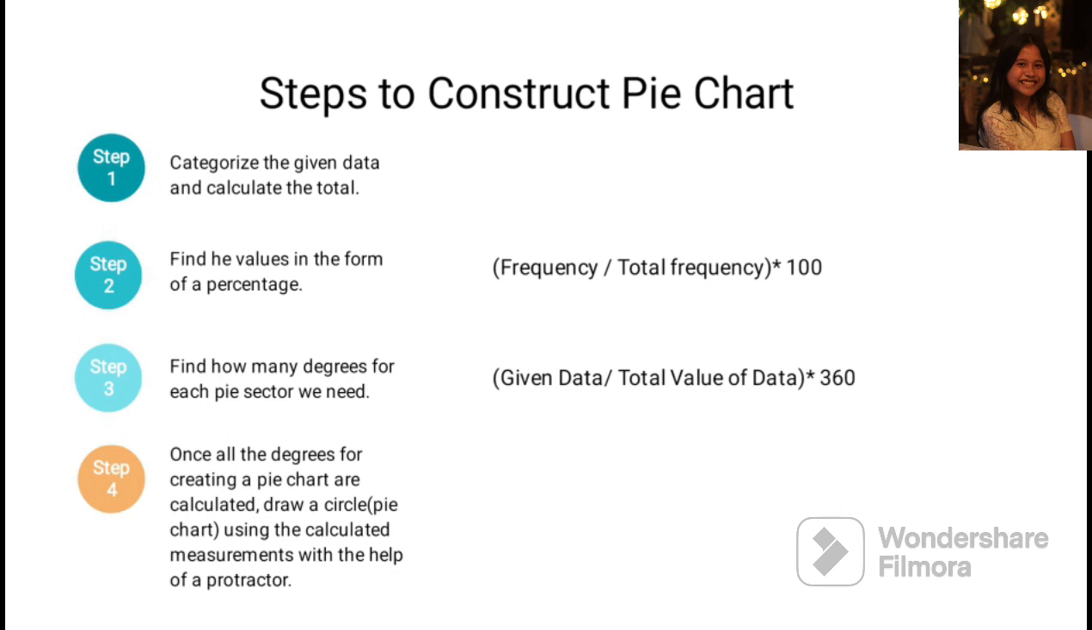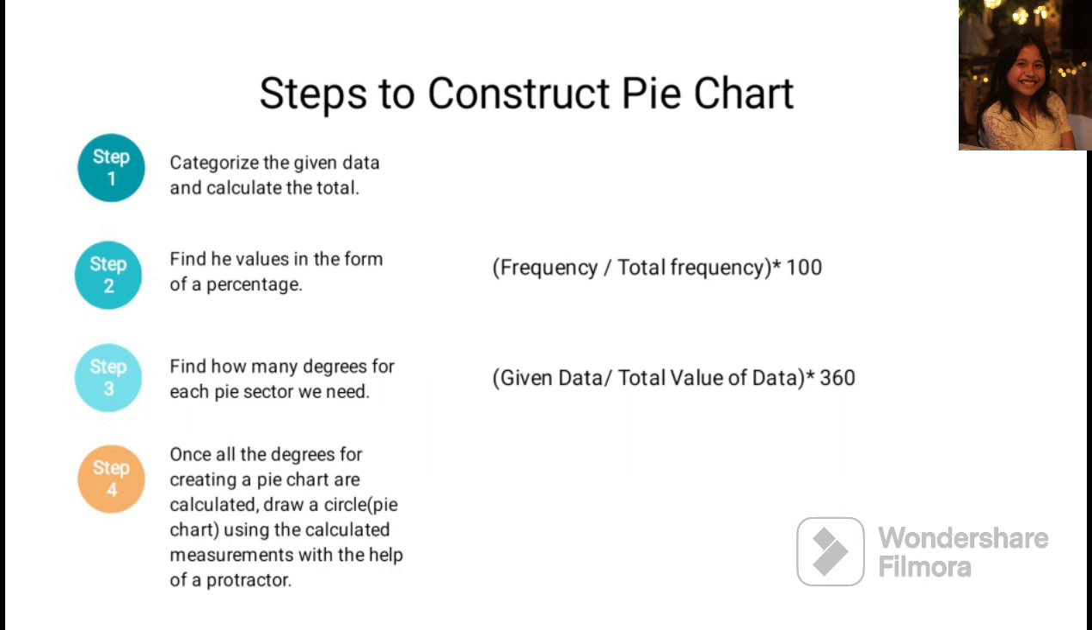Step 2. Find the values in the form of a percentage. To calculate the percentage of the given data, we use the formula frequency divided by total frequency times 100. Ang frequency, mao na siya ang given data, and ang total frequency, mao na siya ang total given data. So, pangitaon nimo ang value as percentage aron makita nimo pila ka percent ang part sa isa ka category sa whole circle graph.